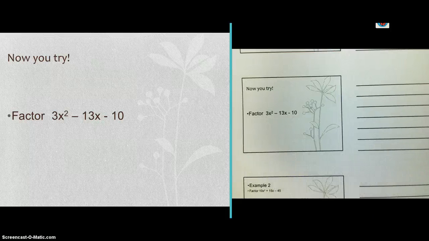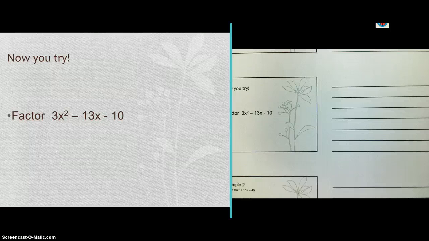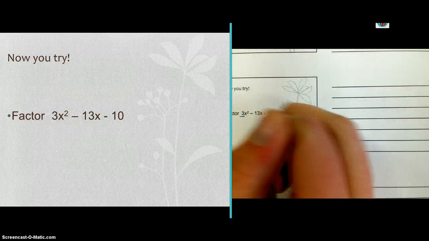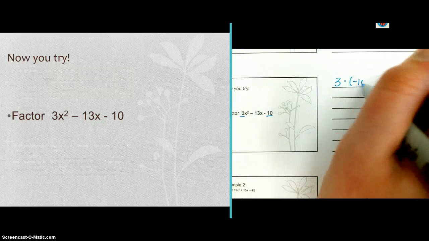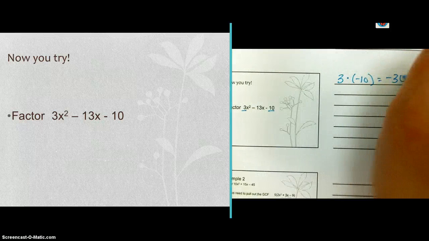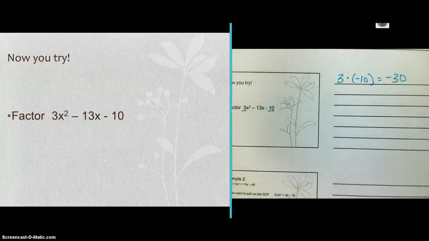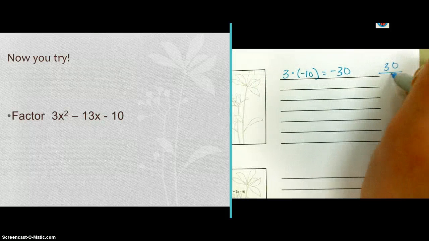Alright, now you guys try one. Factor 3x squared minus 13x minus 10. Alright, our first step when we do this is we want to multiply our a and c term. So we have 3 times negative 10. So our a times c term, we get negative 30. So we want to do the factors of 30. I'll do those over here, so we can add them up to get our b term.